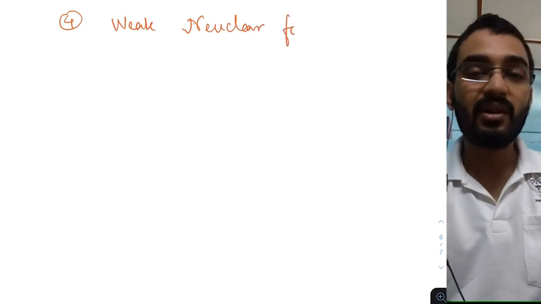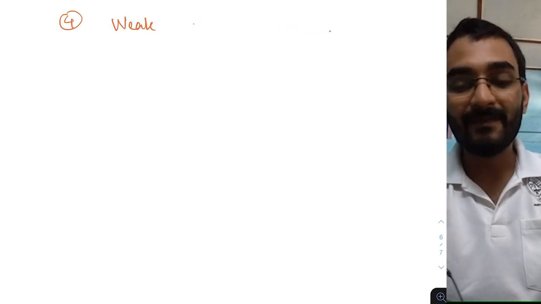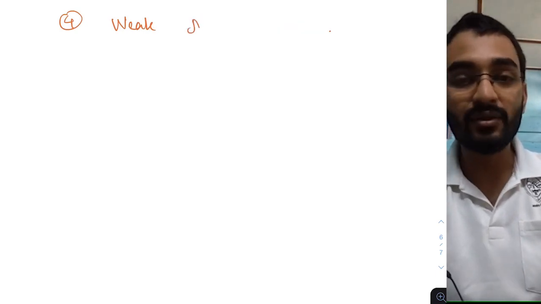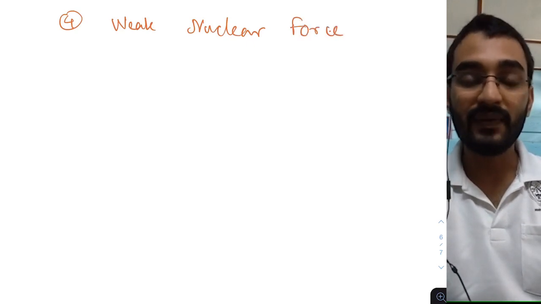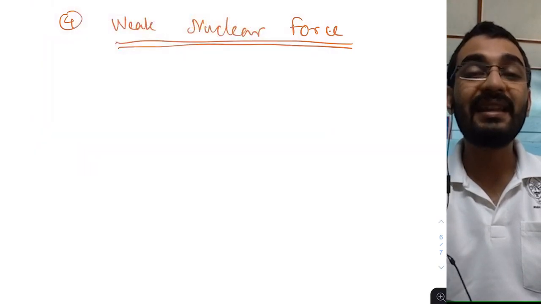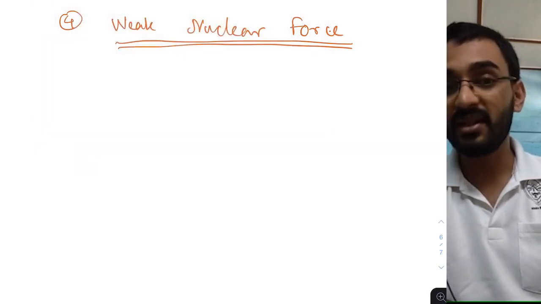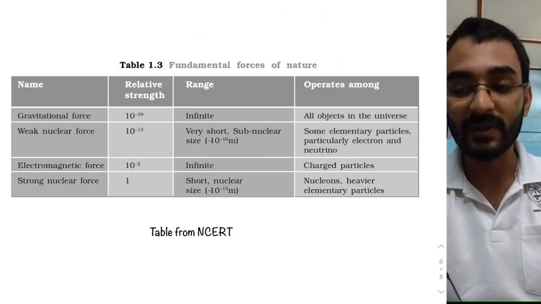Now let us talk about the fourth force, that is the weak nuclear force. The weak nuclear force is not that weak, it is not weaker than gravity, but it is in between the gravitational force and the electromagnetic force. And this weak nuclear force acts in the range of 10 to the power minus 16 meter, even smaller than the range of strong nuclear force.